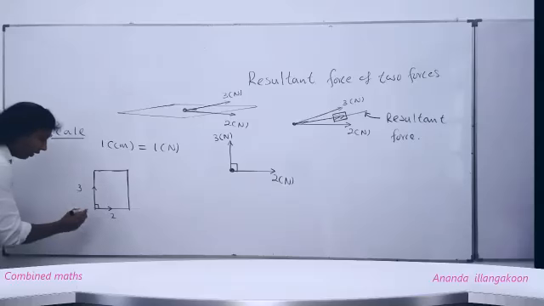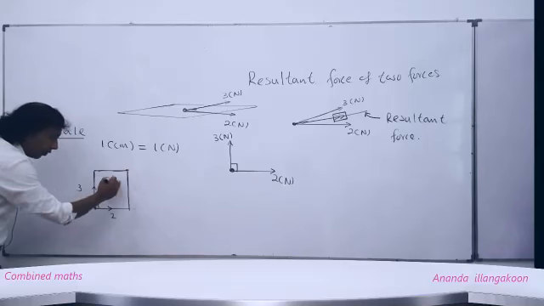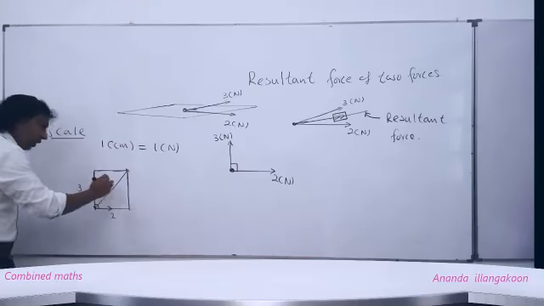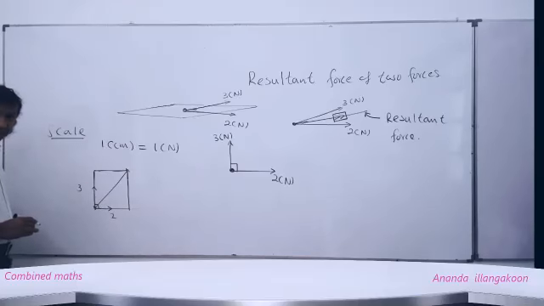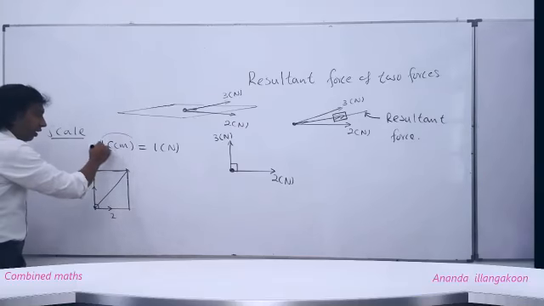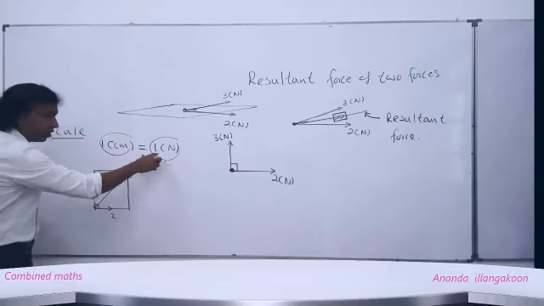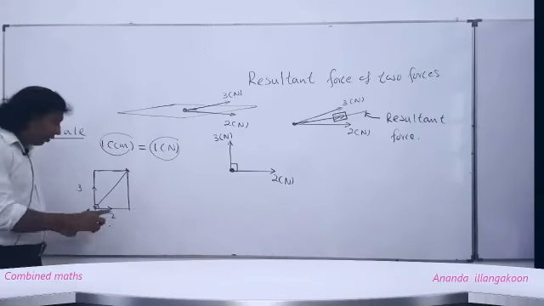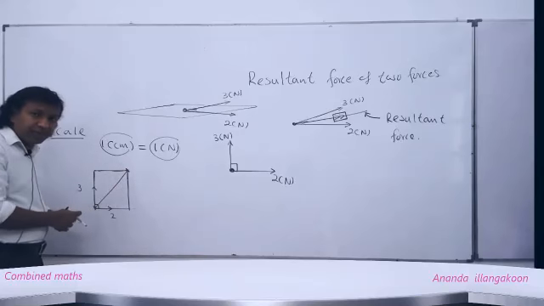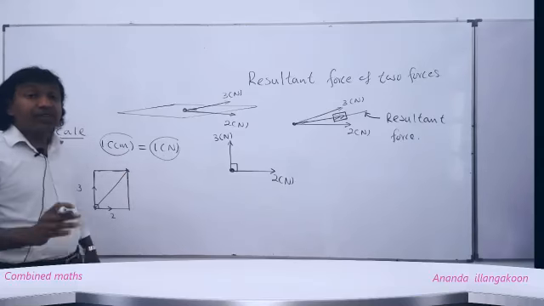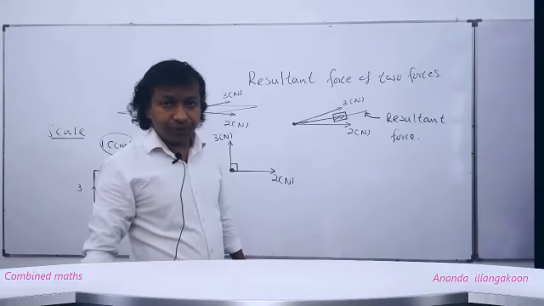Now we join the diagonal connecting this and this vertices. Then we get a diagonal like this. Now this diagonal has a length. We measure this length in centimeters. Then, using the scale, that number of centimeters can easily be converted to number of newtons. Therefore, exactly the length we get in centimeters is equal to the newtons. So that length gives the size of the resultant force.